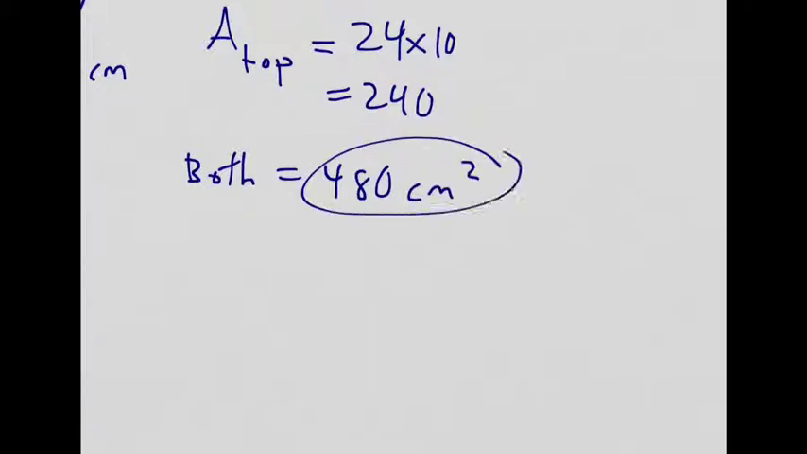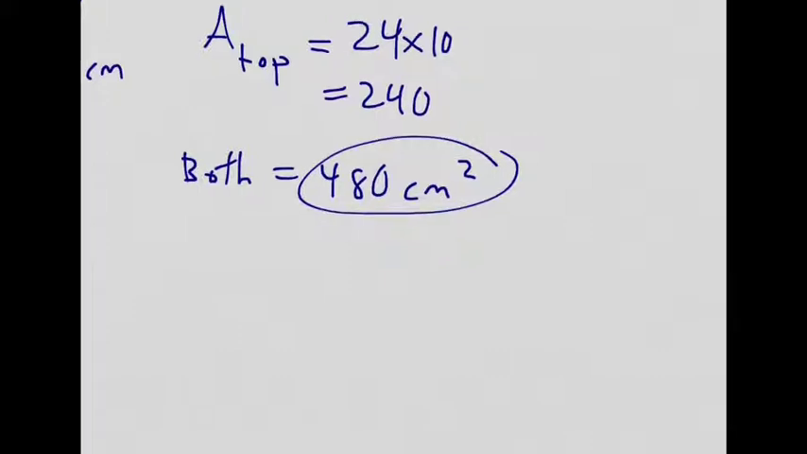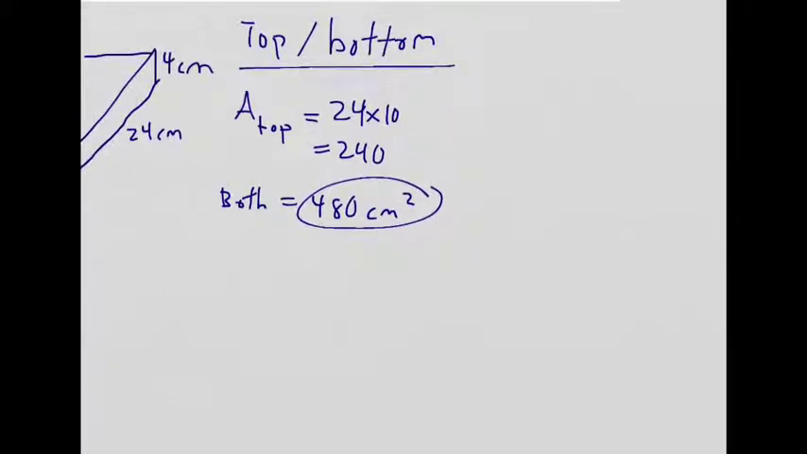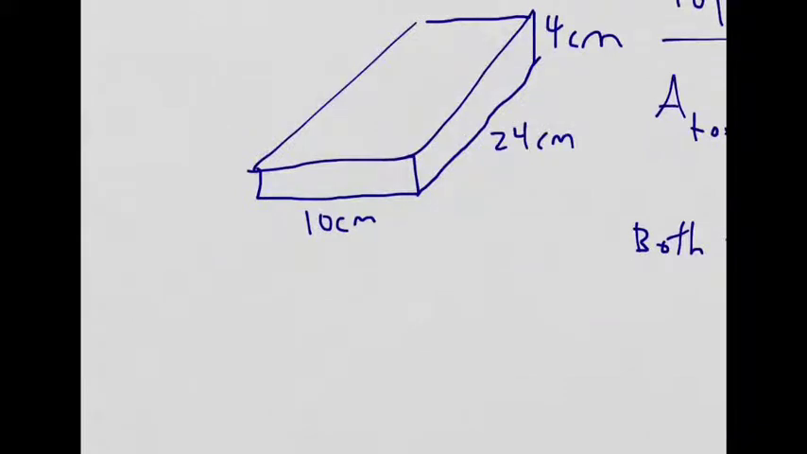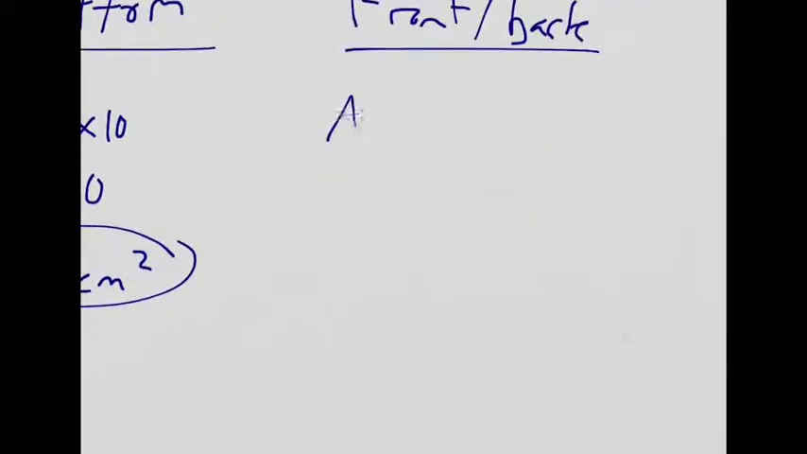Okay, so 480 centimeters squared. And I'm going to circle that number. I circle these values because I'm going to add them all together at the end. After I find all the areas of the faces, I'm going to add them all together so that I have my total surface area. Okay, the front and the back are next. They're also the same. So what are the dimensions of the front? 24 and 4. The very front of the box, this part right here. Oh, 10 and 4. It's 4 high, 10 wide. So 10 by 4. So that's 40 centimeters squared.